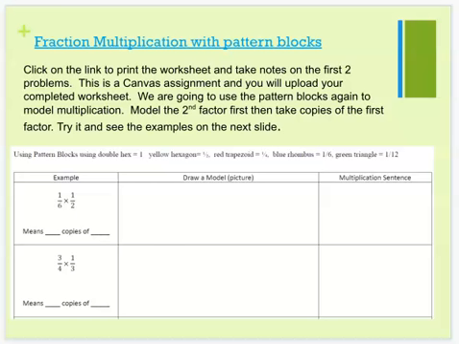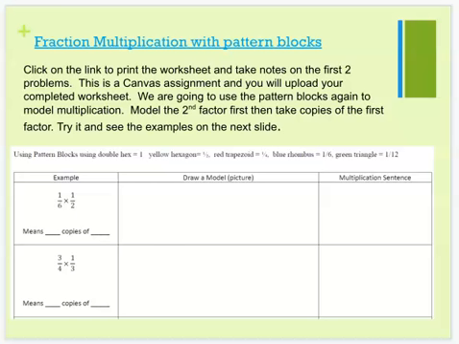All right, you have an assignment on fraction multiplication with pattern blocks. Make sure you get that ready so you can fill in a couple of the answers so you know how to do that on your own. So we're going to use pattern blocks. The double hex is 1, which means the yellow hex is 1/2, a red trapezoid is 1/4, a blue rhombus is 1/6, and a green triangle is 1/12.